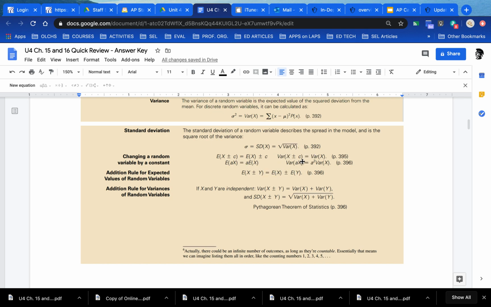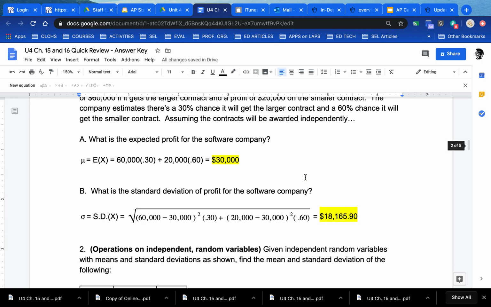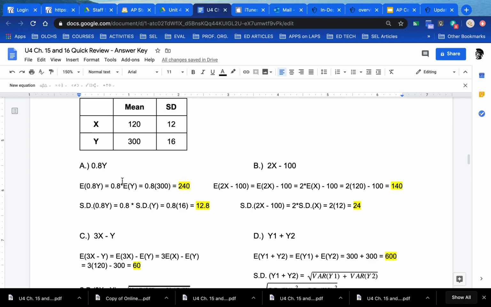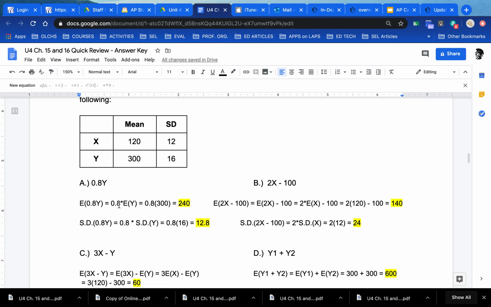However, when you deal with standard deviation, it's a little different. The good news, you can really get away with just using standard deviation, except when you're adding two or more random variables or subtracting them. And so let's take a look at that here. So you were asked to multiply 0.8 by the random variable y. Well, the expected value of that, as you can see here, you just multiply the expected value by 0.8. And same with standard deviation. I know the formula above talks about variance, but you could just multiply it by the standard deviation.